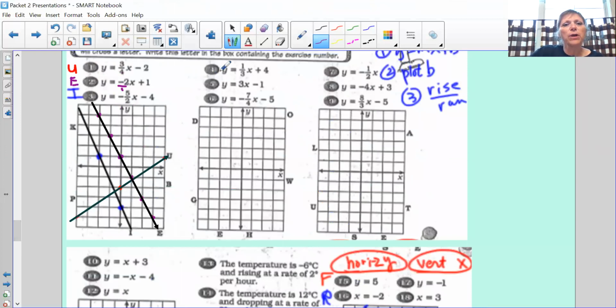Again, 3 is done, so now we're going to move on to number 4. Let's do this one in green. Plot b. So from the origin, go up 4. 1, 2, 3, 4. That's the y-intercept. And then here is the rise and run. The rise is 1, the run is 3. They're both positive, so it's up and to the right. Up 1 over 3 to the right. And then I'm going to go both negative, down 1, backwards 3. And as long as they're in a straight line, that's a good sign.